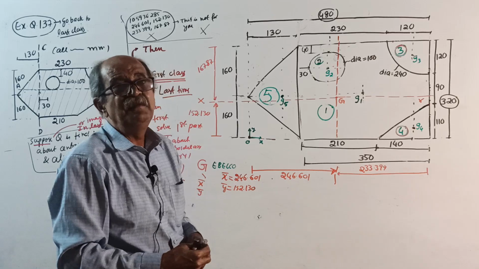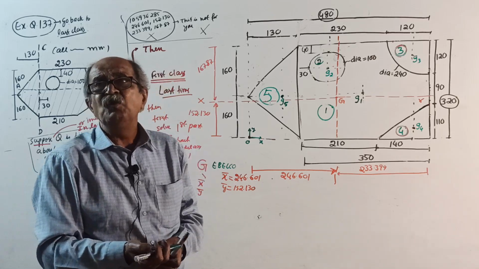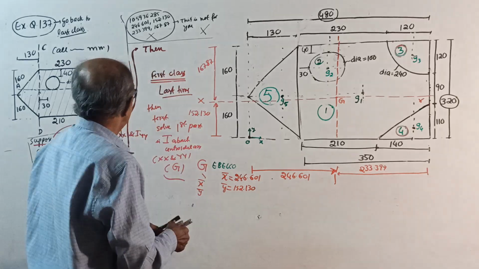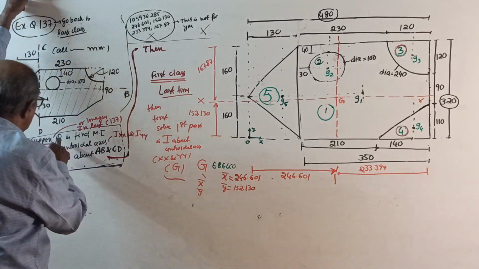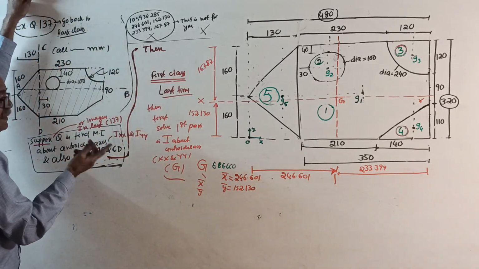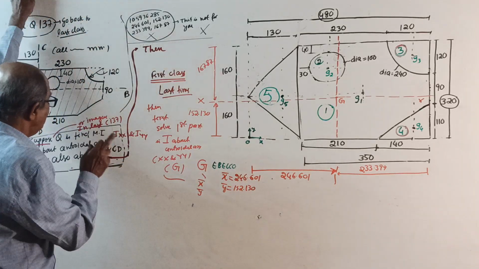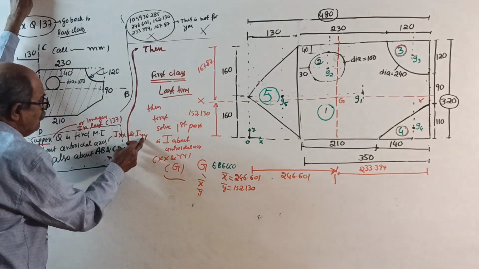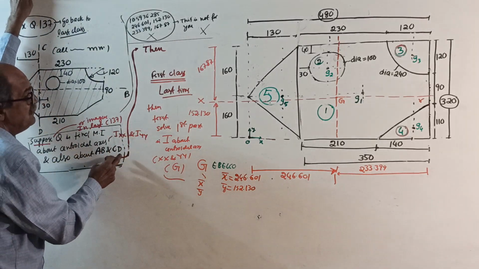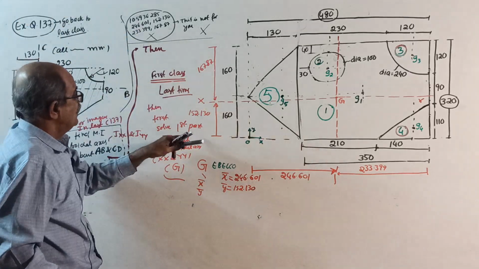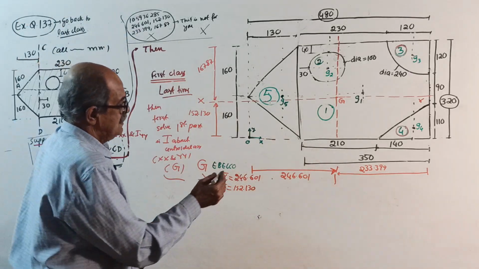You keep on writing in between. These all we have done last time. Okay, then we are doing the first part. The question last time was finding only Ixx, Iyy. But if the question is to find Ixx, Iyy and also about ABCD, the first part is Ixx, Iyy.